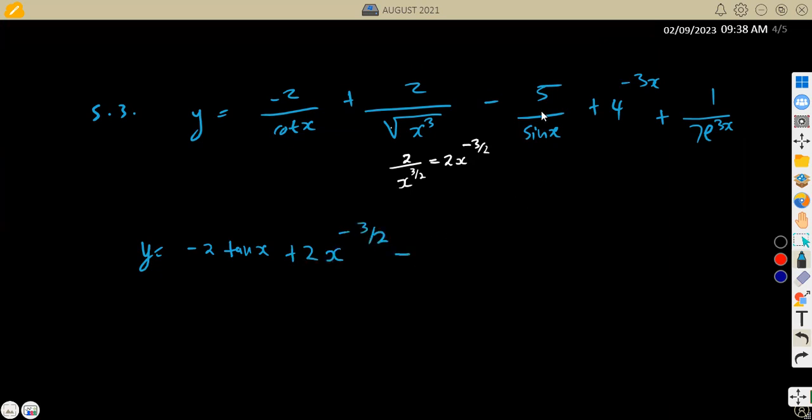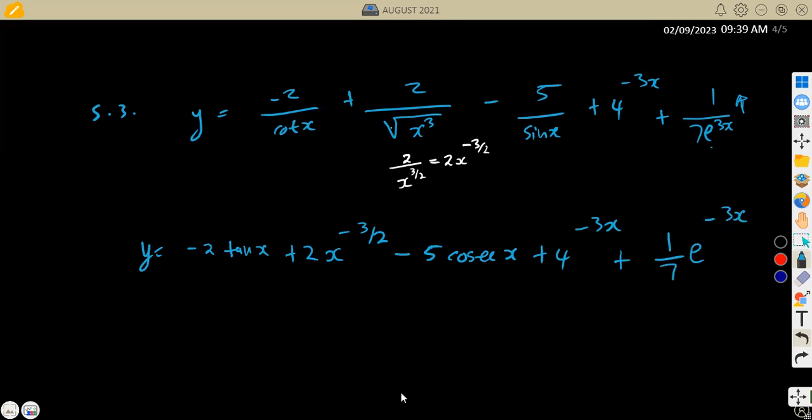Okay, we move on to -5 over sine. Remember, 1 over sine is cosec. So that's -5 cosec x. Okay, 4 to the exponent of -3x, there's nothing that we can do here. The e is the same as x here: it is in the denominator, so you can write it in the numerator having a negative exponent. So it's going to be plus 1 over 7 e to the exponent of -3x.